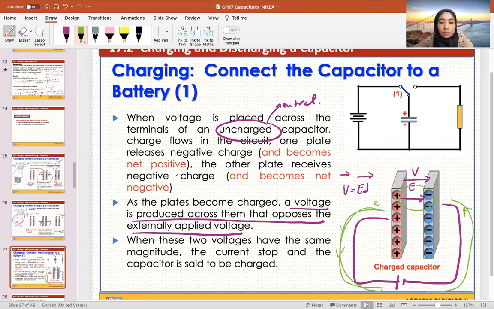So as the plates become charged, a voltage is produced across them that opposes the externally applied voltage. So it's just opposing the direction of the negative charge flow, or we call this electricity. When these two voltages have the same magnitude, the current stops and the capacitor is said to be charged. The two voltages have the same magnitude.